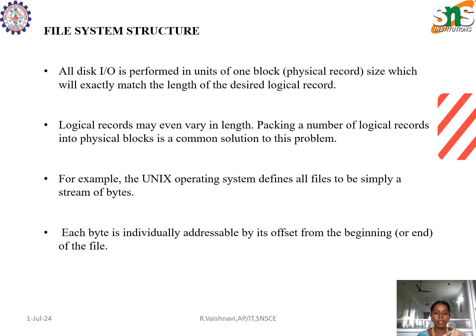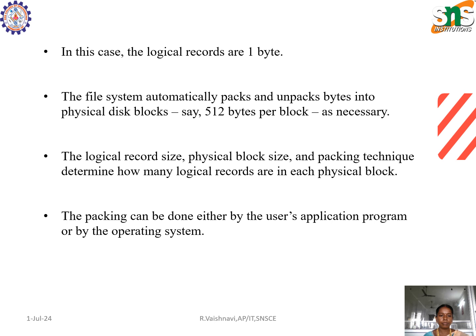For example, the Unix operating system defines all the files to be simply a stream of bytes. Each byte is individually addressable by its offset from the beginning or the end of the file. Next one. In this case, the logical records are of 1 byte. The file system automatically packs and unpacks the bytes into physical disk blocks, say 512 bytes per block, as necessary.